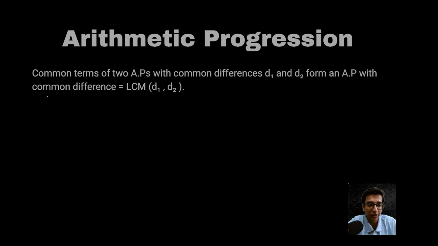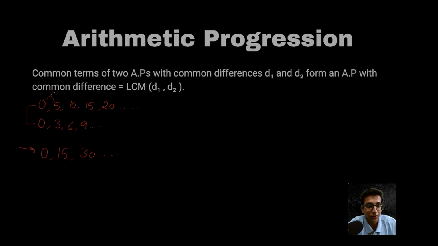So now let's look at what the common difference between two APs can be. Let's say an AP is given 0, 5, 10, 15, 20, and so on, and another AP is given 0, 3, 6, 9. If we were to find the common terms of these APs, and we need to find the common difference of that AP. So first let's find out what the common terms are. 0, then 15, then 30, and so on. So this is the common series which we found from these two APs.